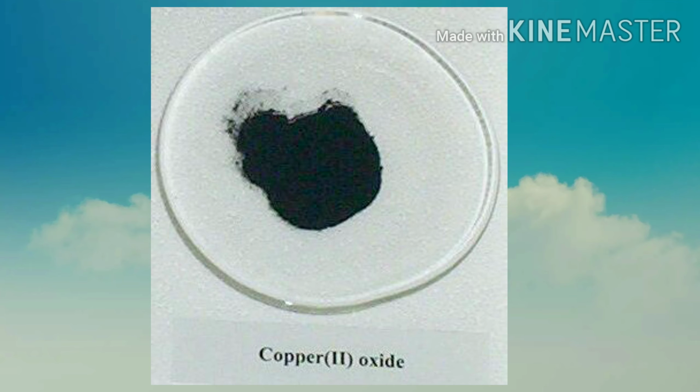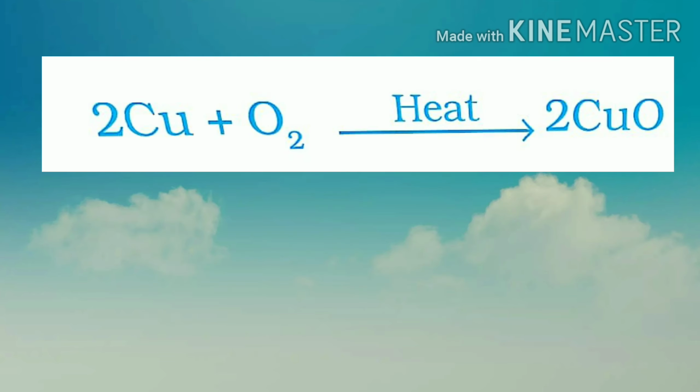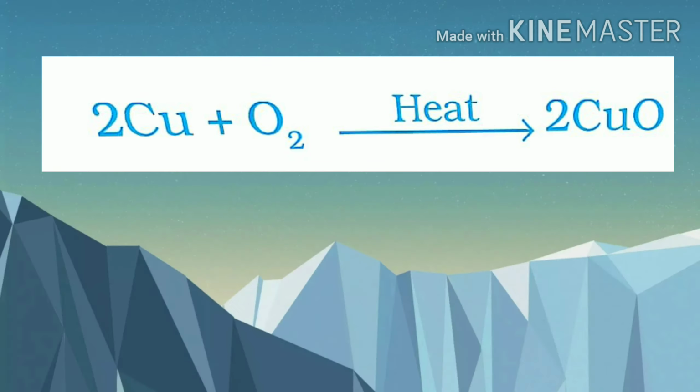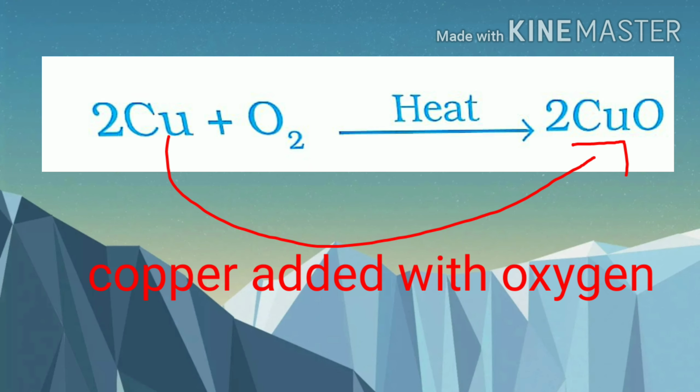Let's see the above activity in the form of a chemical reaction. When two atoms of copper are added to oxygen, it forms copper oxide when heat is supplied to the china dish. Observe the reaction carefully. The substance copper gains oxygen during the reaction. Then it is said to be an oxidation reaction.